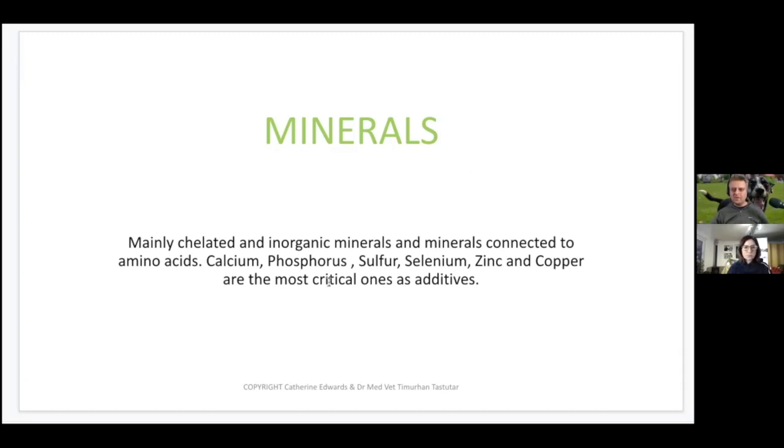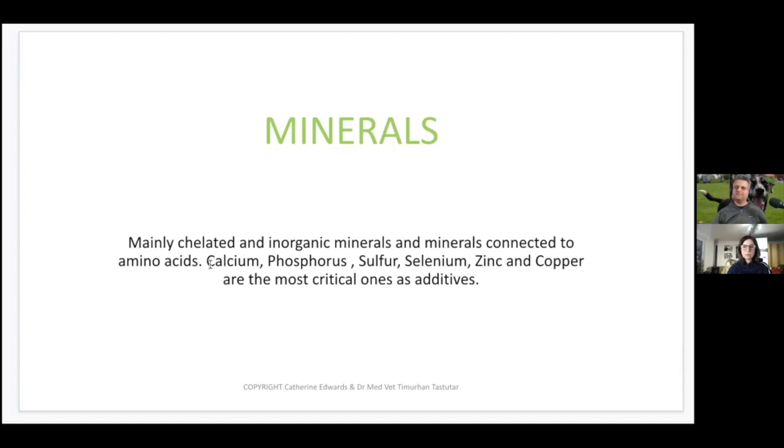Calcium, phosphorus, sulfur, selenium, zinc, and copper are the most critical ones as additives, because calcium is 3% of the body. It's a very high amount and it has to come in all the time because it's used all the time. That's why calcium is the most prominent additive. It has to be added to everything, because nothing except bone is high in calcium in most pet foods. So if the food doesn't contain enough bone itself, calcium has to come in.